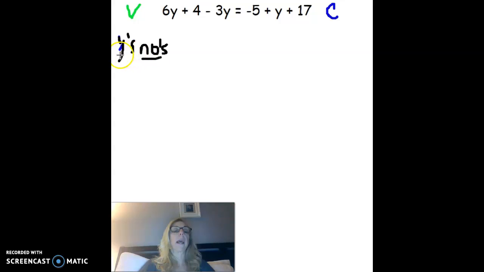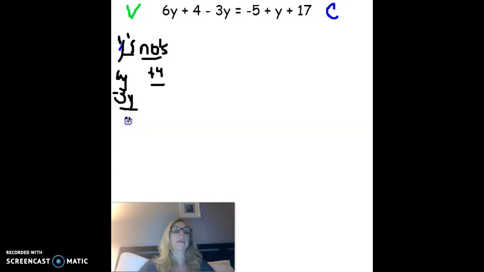You are going in writing if I'm going in writing. Under my Y's, I've got a positive 6Y, and I also have a negative 3Y. Do not forget to bring the sign in front of that coefficient. Under my no's, I have a positive 4. So go ahead and simplify that.